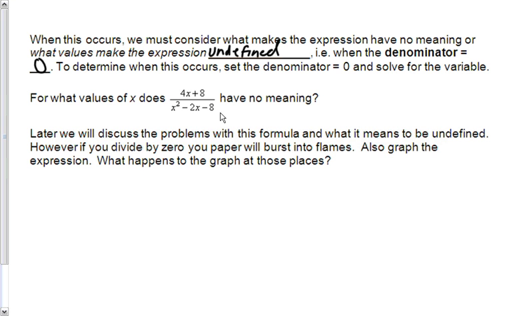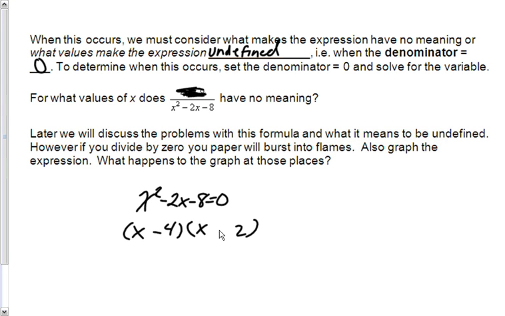So how do you find, in this rational expression, where it has no meaning? Well, all you've got to do is set the bottom equal to 0 and solve. You don't have to worry about the top at all. You can just block it out. It's irrelevant for our problem. Just set the bottom equal to 0. This is from the first chapter. Factor it out: x minus 4, x plus 2. Set each of these equal to 0 and solve. x equals 4, x equals minus 2.